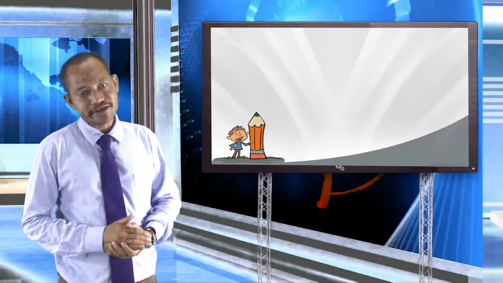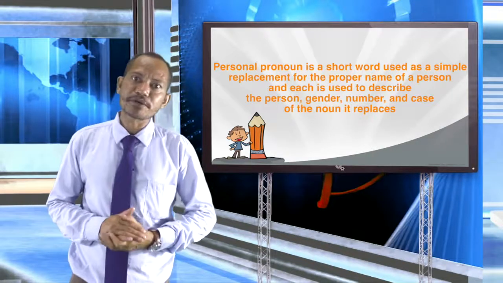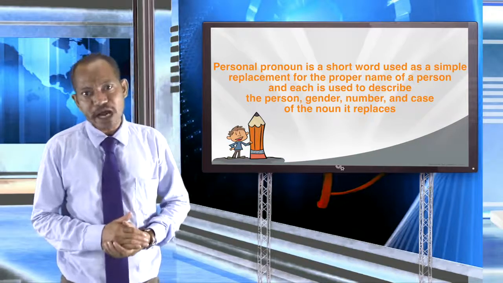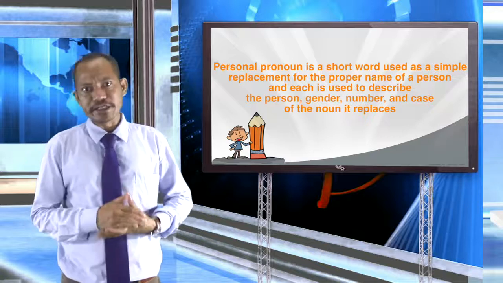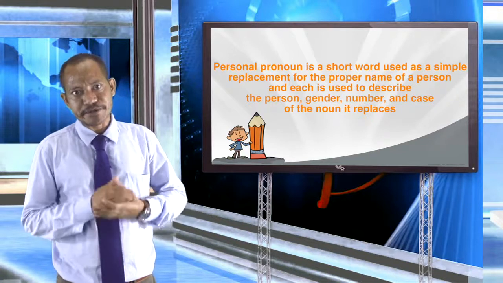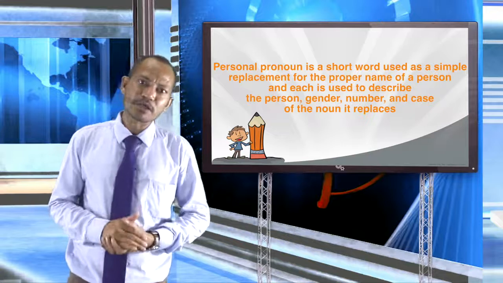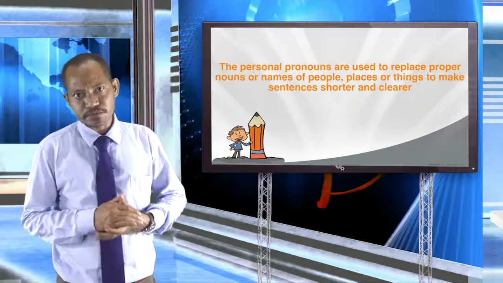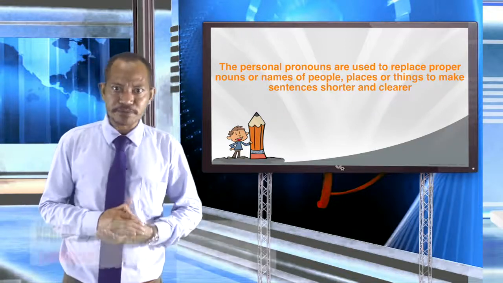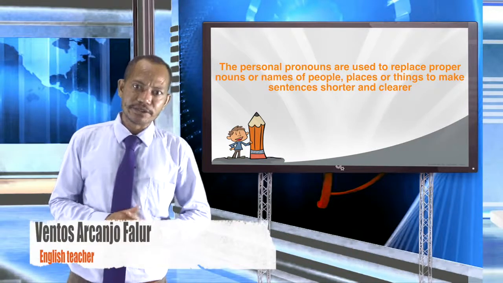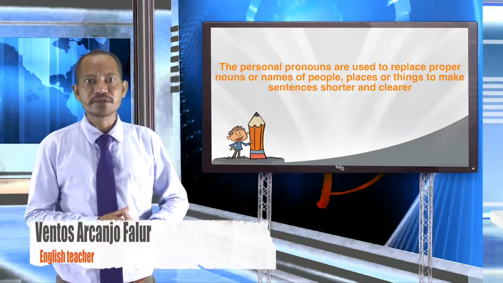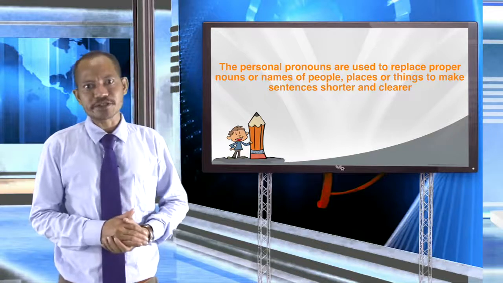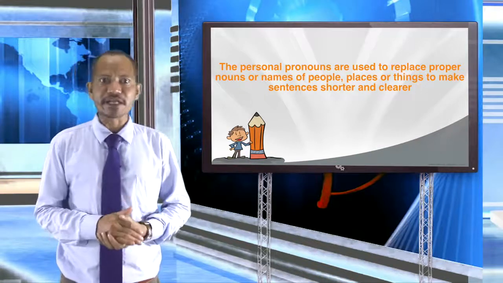Well, from the point of view of English grammar, a personal pronoun is a short word used as a simple replacement for the proper noun of a person, and each of them is used to describe the grammatical person, gender, number, and case of the noun it replaces. One of the most important uses of personal pronouns is that they replace proper nouns or names of people, places, or things to make sentences shorter and clearer.